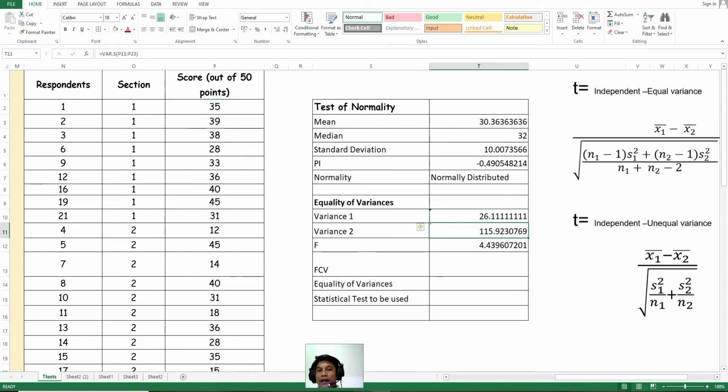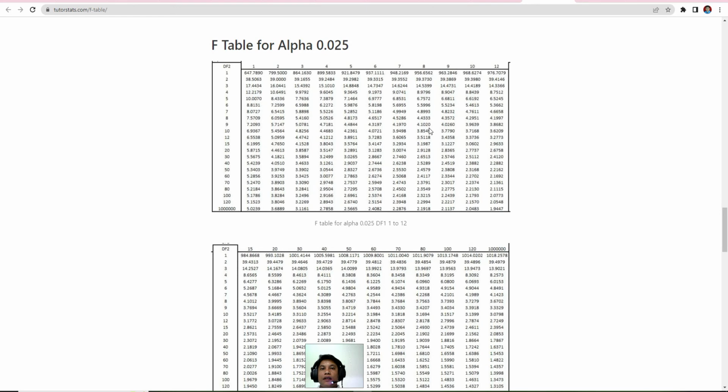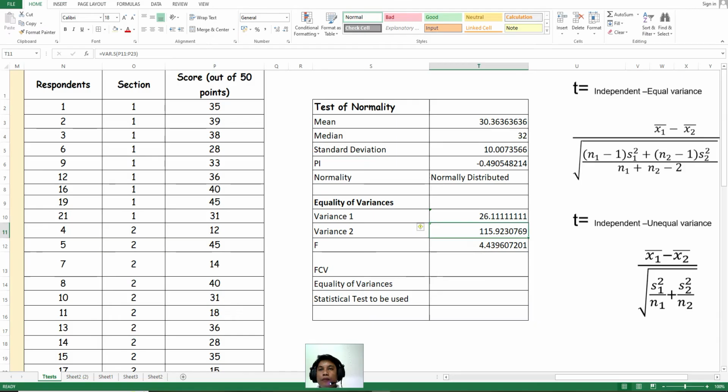So we'll go back now to the table. So it's alpha 0.025. We go to 12. 12 is here at the last column. And then we go down to 8 there. So it's 4.1997. So let's now go back to the Excel. So it's 4.1997. Now, we have to compare the critical value with the F value.